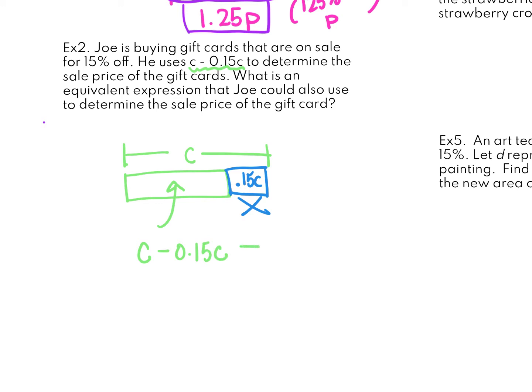0.15c. To create an equivalent expression, we can use our skills on combining like terms. This is 1c minus 0.15c. That's going to give me 0.85c, or 85% of c. So there's my equivalent expression.